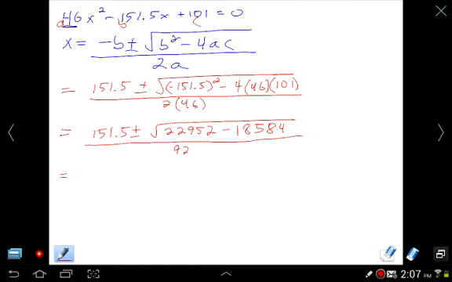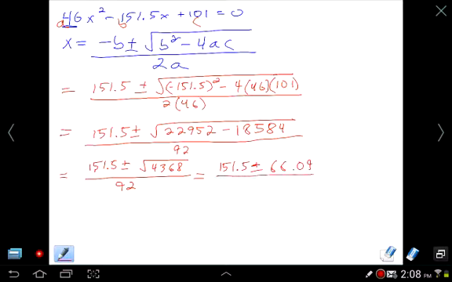Whatever is in the radical, let's go ahead and combine it. And we should get ourselves 151.5 plus or minus the square root of 4368, all over 92. And the square root of 4368 can be further reduced to 66.09 plus or minus 66, we'll say 0.09 for significant figures' sake, over 92.